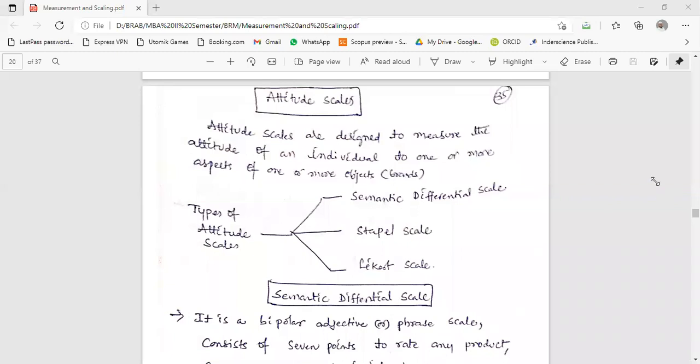Any doubts? Swanlata? No, sir. Yeah, Deepak?